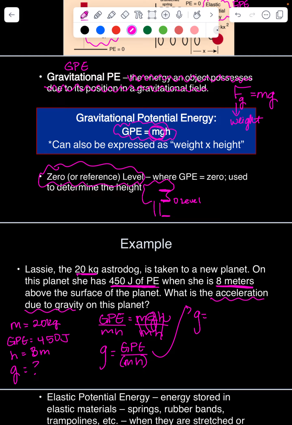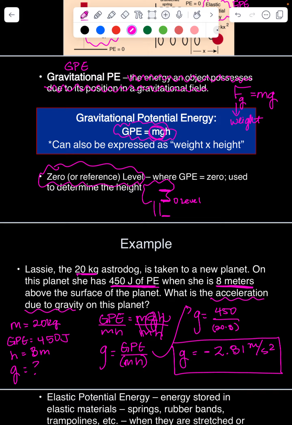All right, so we now can plug in our numbers and go. So we have 450 divided by 20 times 8. Whenever we plug that in, we do get an acceleration due to gravity of 2.81 meters per second squared. Remember that acceleration is a vector quantity, and acceleration due to gravity is always going to be negative because it's pulling it down. All right, so easy peasy lemon squeezy.